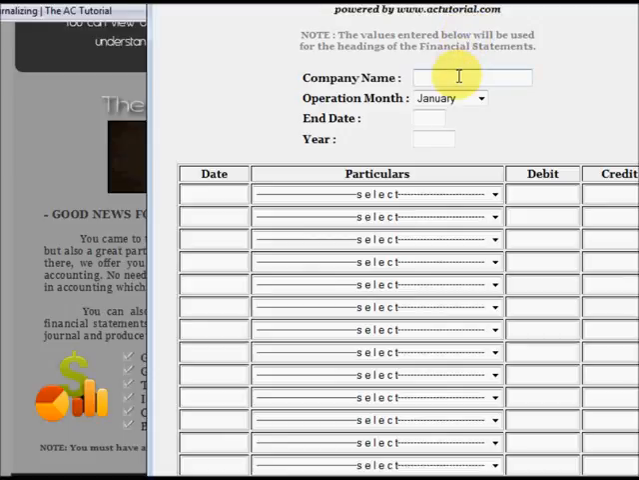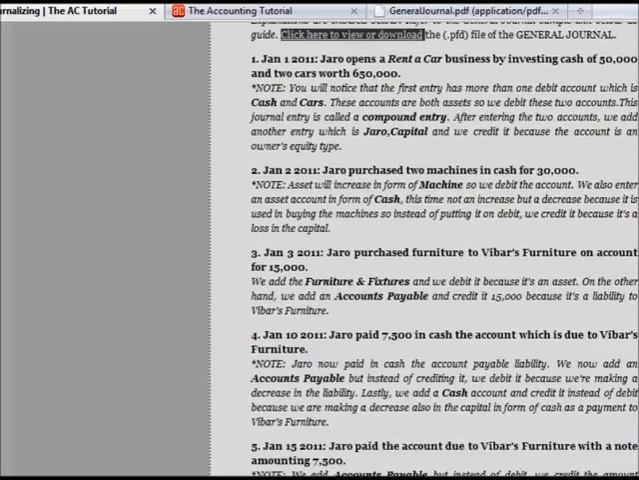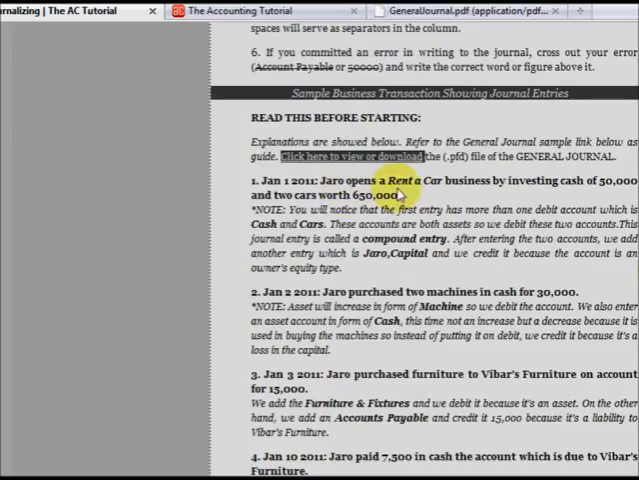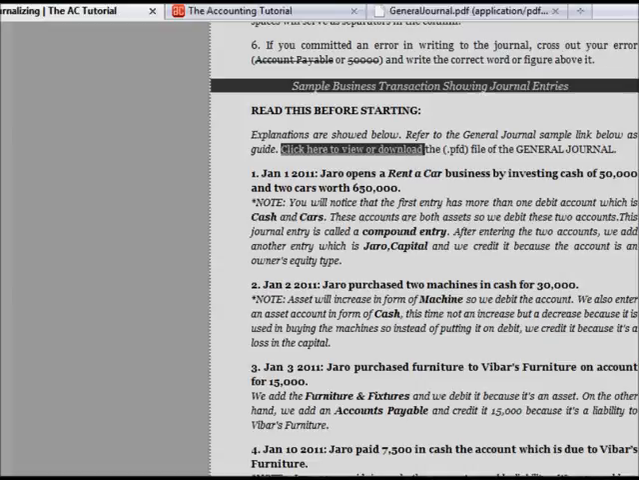So first we put our company name, for instance. And the operation month is January, the end date is 25, and the year is 2011. The first transaction says Jaro opens a rent car business by investing cash of 50,000 and 2 cars worth 650,000.